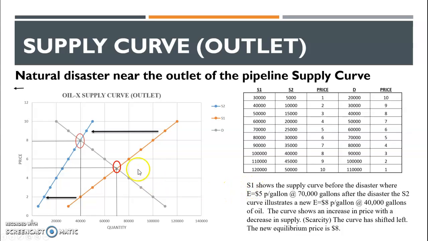All right, as we show, S1 here on the supply curve before the disaster, we're at $5 per gallon at 70,000 gallons, about right here, $5. After the disaster, the S2 curve right here illustrates that it went up to $8 per gallon at 40,000 gallons of oil, or down to 40,000 gallons. The curve shows an increase of price with a decrease in supply, the scarcity. So the less oil we have, the more it costs. The curve has shifted left and the new equilibrium price is $8 a gallon.